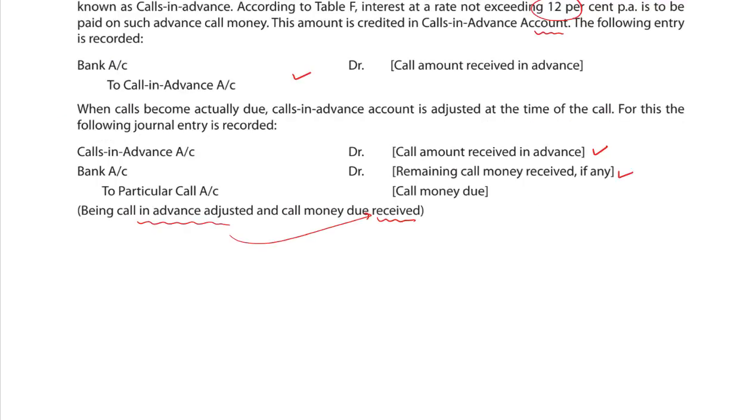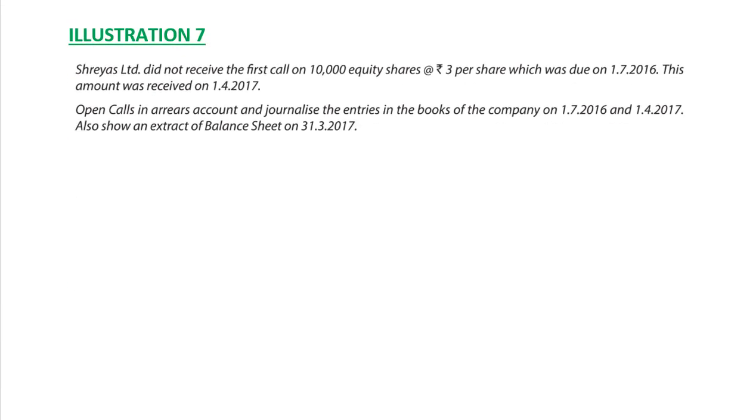Let us move ahead. Illustration 7. Shreyas Limited did not receive the first call on 10,000 equity shares at rupees 3 per share, which was due on 1st July 2016. This amount was received on 1st April 2017. After 9 months, open calls in arrear account and journalize the entries in the books of the company on 1st July 2016 and on 1st April 2017. Also, show an extract of balance sheet on 31st March 2017.